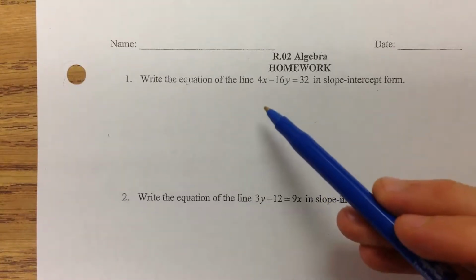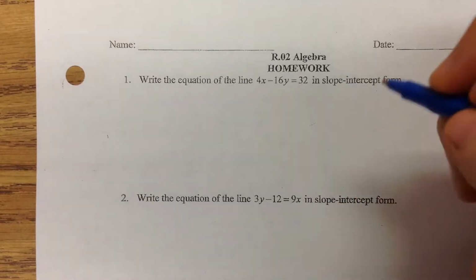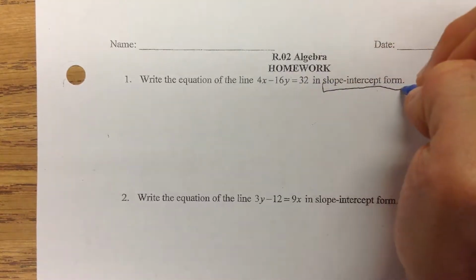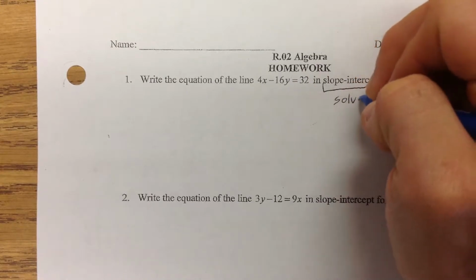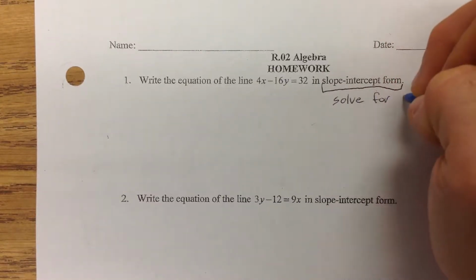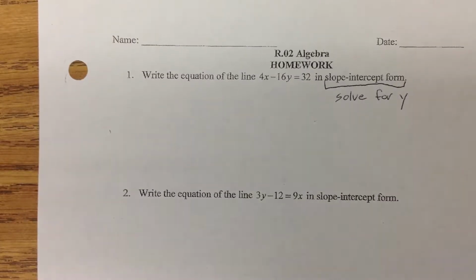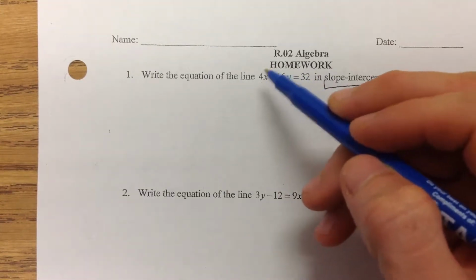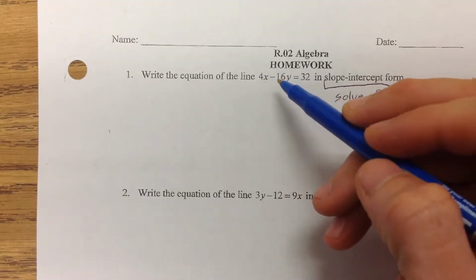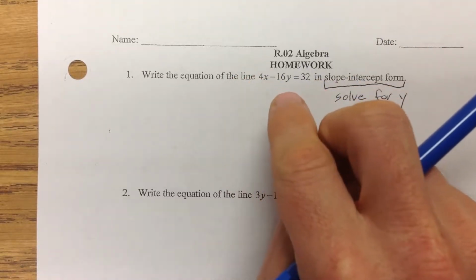It says write the equation of the line 4x minus 16y equals 32 in slope-intercept form. Slope-intercept form is just kind of code for solve for y. So anytime you see get it in slope-intercept form, that tells you that you're actually solving for y. So how do we solve for y? We need to get rid of this 4x, and we need to get rid of this negative 16. Once we get rid of those two things, the y will be by itself.